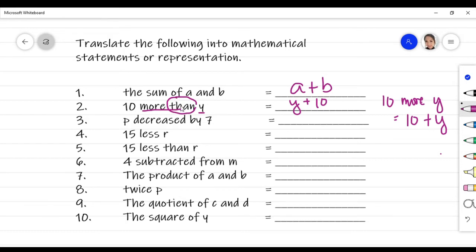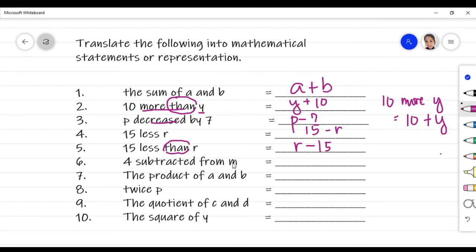So the same with less than. There's a word than there, right? So how about number three? P decreased by 7. So that is P minus 7 because decrease is the keyword for subtraction. 15 less R, so there's no word than, so we follow the order: 15 minus R. Now how about number 5? 15 less than R, there's a word than here. So the order here should be reversed. So we write first R, then minus 15.